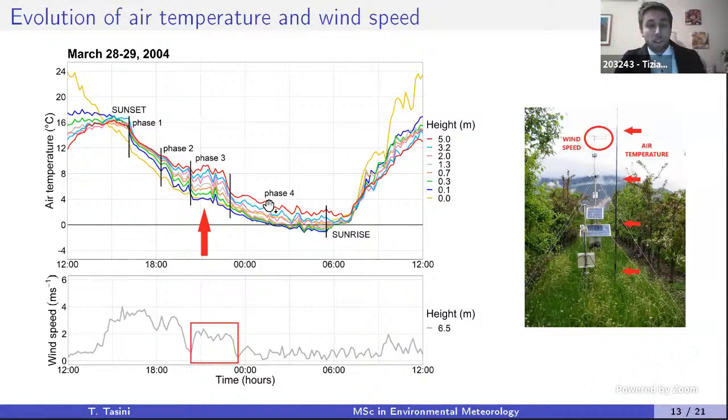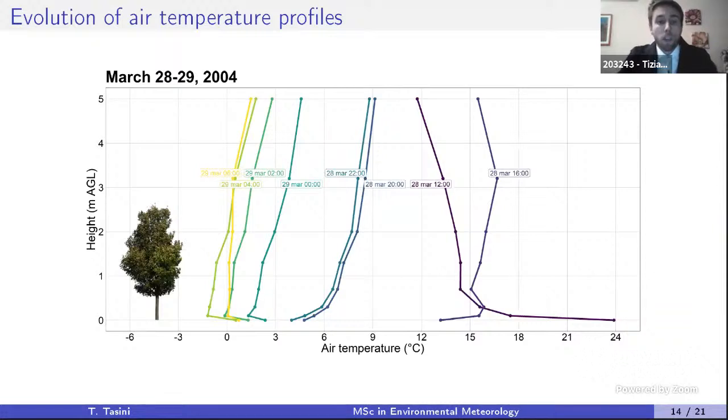Then the last phase, phase number 4, where temperature drops more slowly until sunrise, where negative values are reached only in the first meters above the ground. So, evolution of air temperature profiles from midday on March 28 to 6 a.m., the yellow line, on March 29. At midday, the ground here is quite warmer than the atmosphere. And like before, after sunset, the thermal inversion near the ground starts to develop.